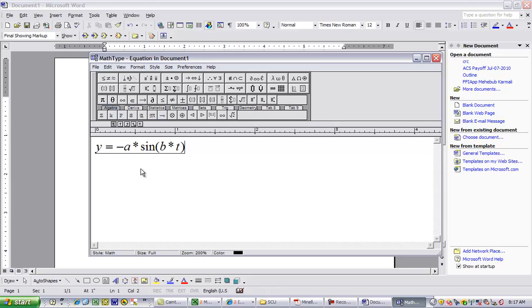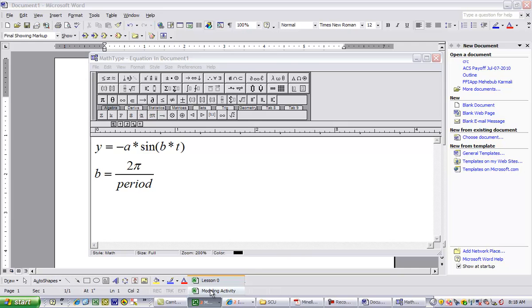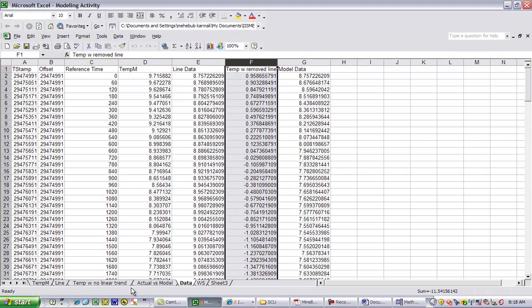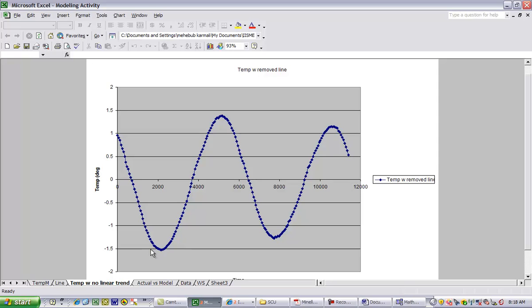Okay, if you answered that b is equal to, what's it going to be? It's going to be 2 times pi over period. Remember, period was equal to 2 pi over b, so b is equal to 2 pi over period. So I need to know the period of this function here. The period of this function.